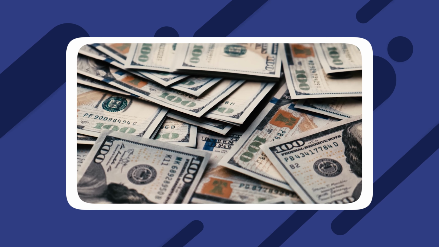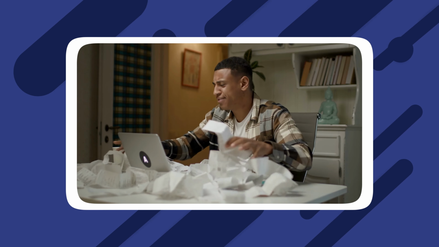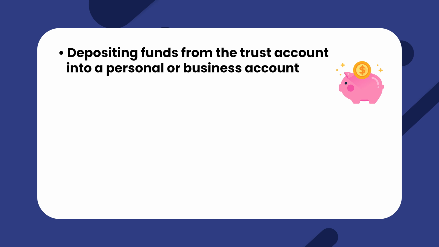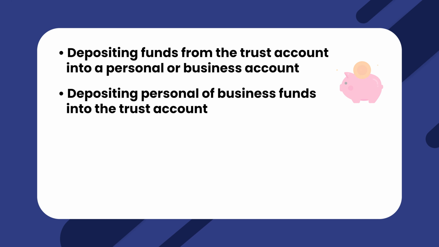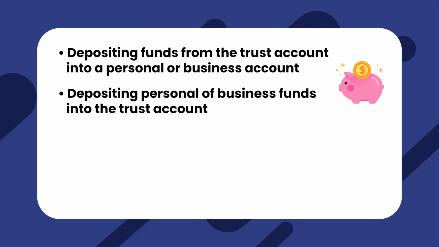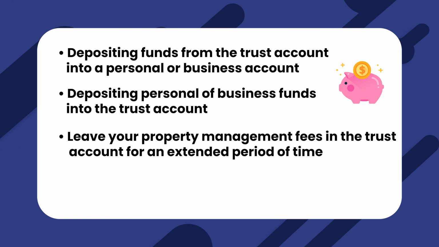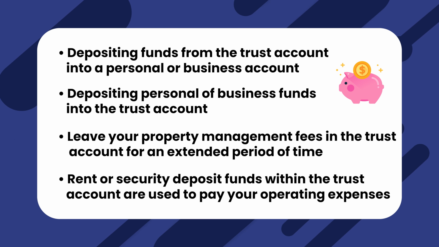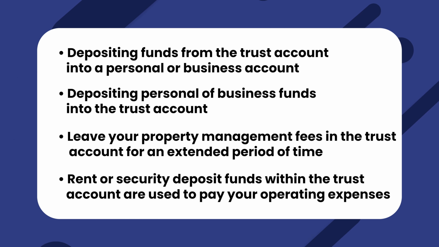Co-mingling funds. Easily one of the trickiest aspects of managing a trust account for property management is avoiding co-mingling of funds. Specifically, this refers to a variety of situations where property funds might mix with property manager funds. Depending on your state laws, a few examples of co-mingling can include depositing funds from the trust account into a personal or business account, depositing personal or business funds into the trust account, leaving your property management fees in the trust account for an extended period of time, or rent or security deposit funds within the trust account that are used to pay your operating expenses.